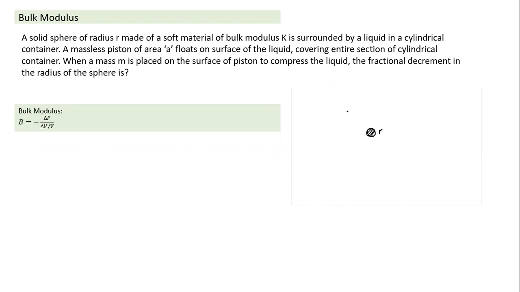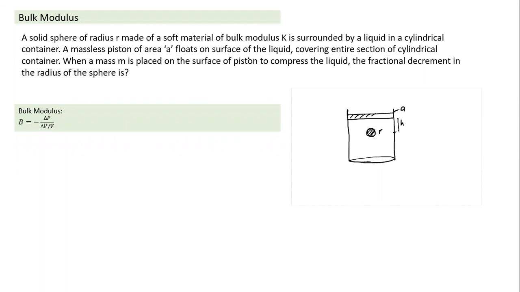It's surrounded by liquid in a cylindrical container. So we make a container here. Whatever is given, we either draw or visualize. We made a cylindrical container here. What else is given? A massless piston of area A floats on the surface of the liquid. So there's a piston here, initially floating on the liquid, covering the entire section of the cylinder, and this area is given as A.